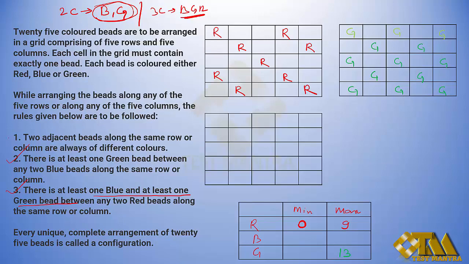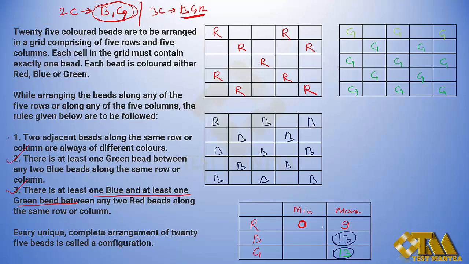Similarly, suppose I want to maximize blue here. The same logic is applicable. I'll be using only two colors, blue and green. So I'll use blue here, blue, blue, then again blue at this point, blue at this point, and I'll be using blues at these points only. So I can have a maximum of 13 blues possible. So I have identified that I can have a maximum of 13 greens possible, 13 blues possible, and a maximum of 9 reds possible.